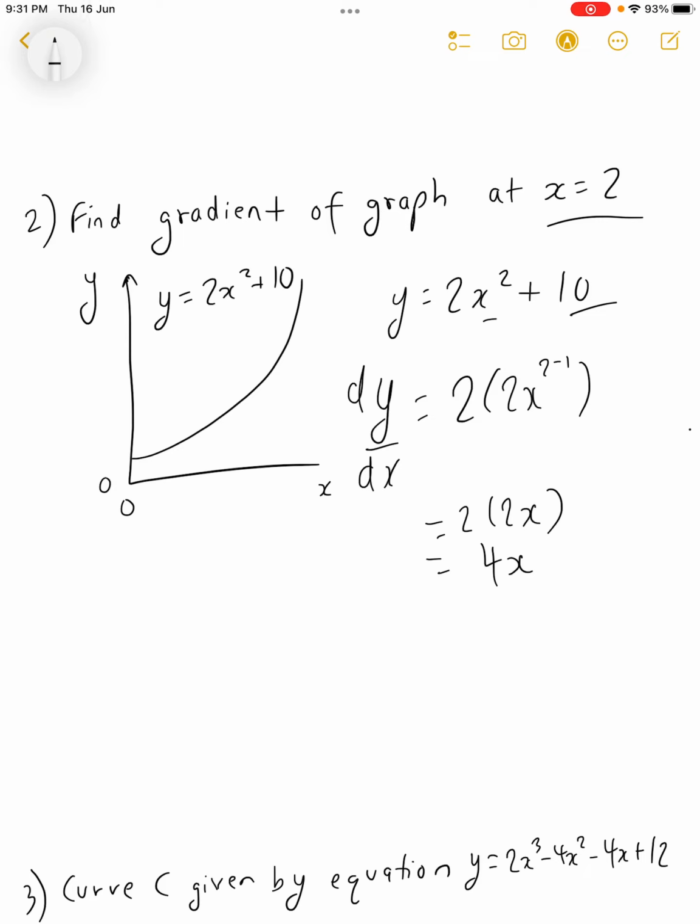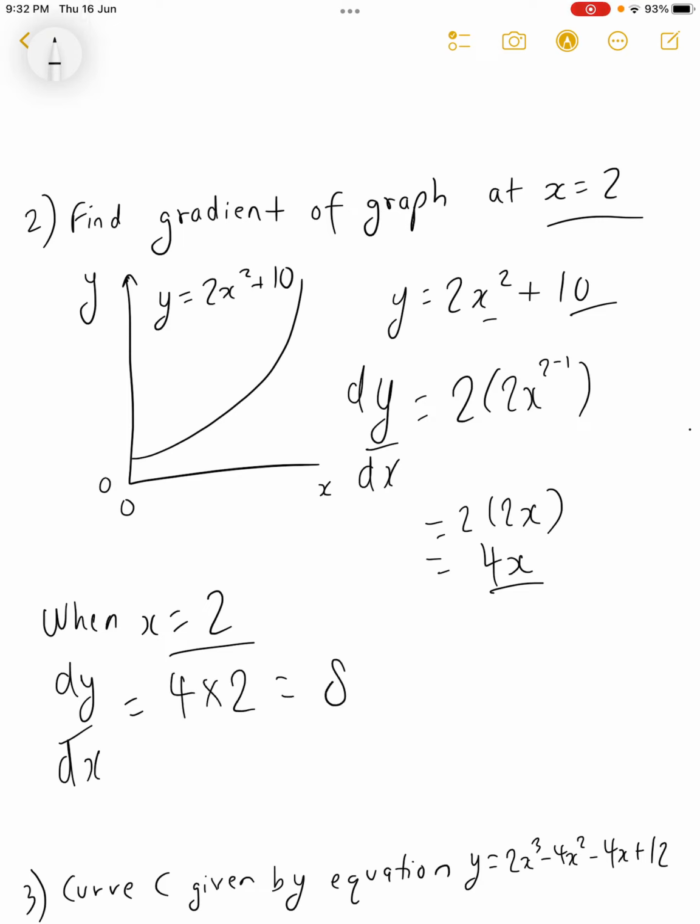Now, since you have differentiated this equation, you're going to write: when x is equal to 2, dy dx. You're going to take the derivative you have found and replace the value of x with 2. So you're going to have 4 times 2, that's going to be 8. So the gradient of the graph at x equals 2 is 8. So that's your answer. That should get you some good marks. Alright, let's move on to the next question.